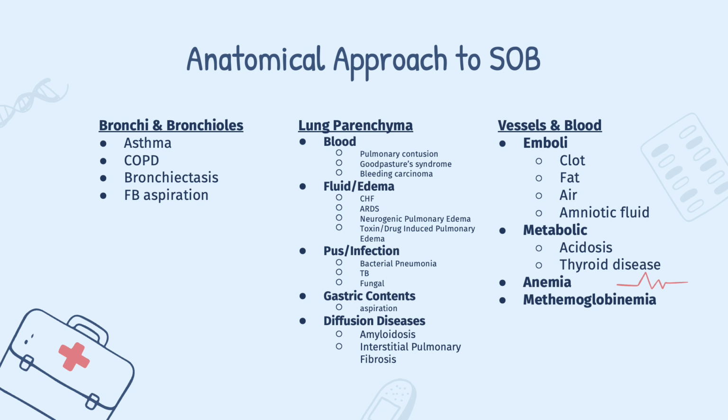When I think about the lung parenchyma, I'm thinking about many really large categories of etiology. So whether it's blood or fluid, edema, pus, infection, gastric contents, or diffusion diseases, all of those etiologies are vastly different, but ultimately they all cause the same kind of problem by either filling or blocking of the alveoli and then preventing that gas exchange from occurring.